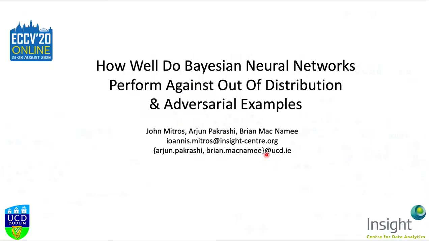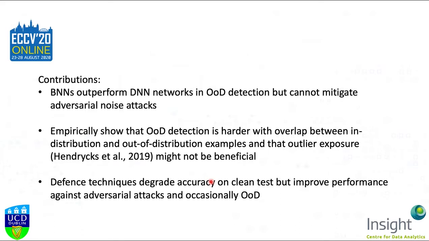My name is John and I will be presenting our work on evaluating Bayesian neural networks against out-of-distribution adversarial examples. This is joint work with Arjun, who is a postdoc at UCD, and Brian, who is my supervisor. The contributions of our work show that Bayesian neural networks do indeed improve the out-of-distribution detection task, but they cannot mitigate adversarial noise attacks.